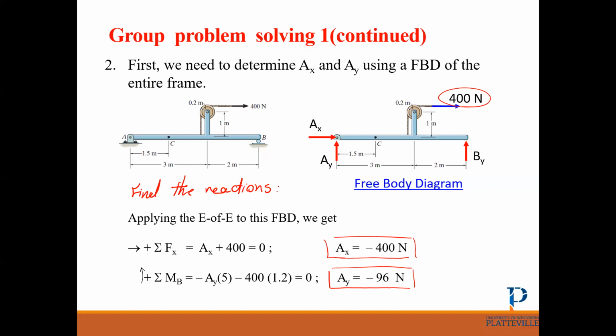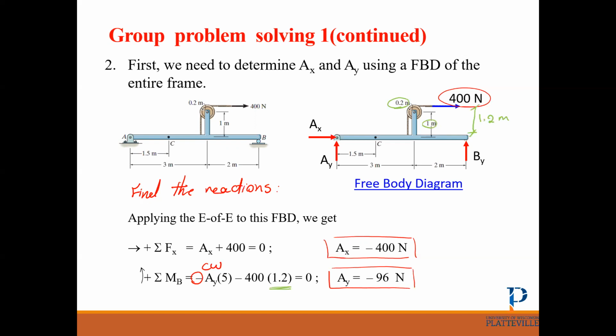Okay, so if you get the moment about B, Ay multiplied by the distance, which is 5 meters, makes a clockwise moment, so it's negative, and this 400 multiplied by the distance from B. Remember, you need to consider the perpendicular distance. So the perpendicular distance for this one is 1.2 meters, because I have 1 meter here and 0.2 meter here, so the total distance is 1.2 meters.